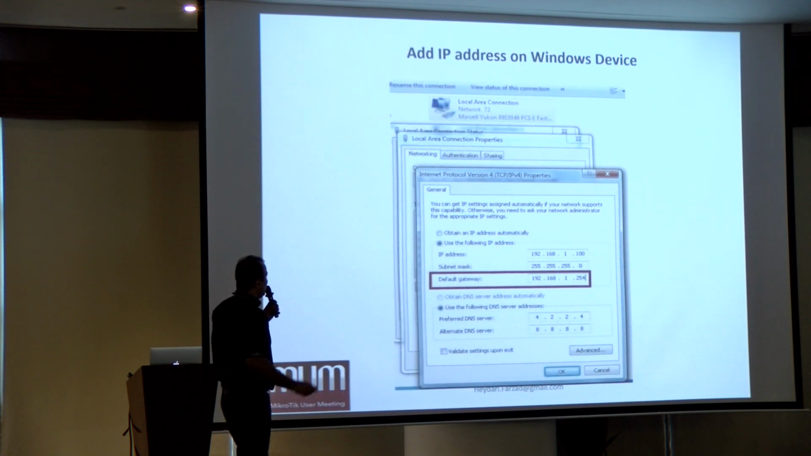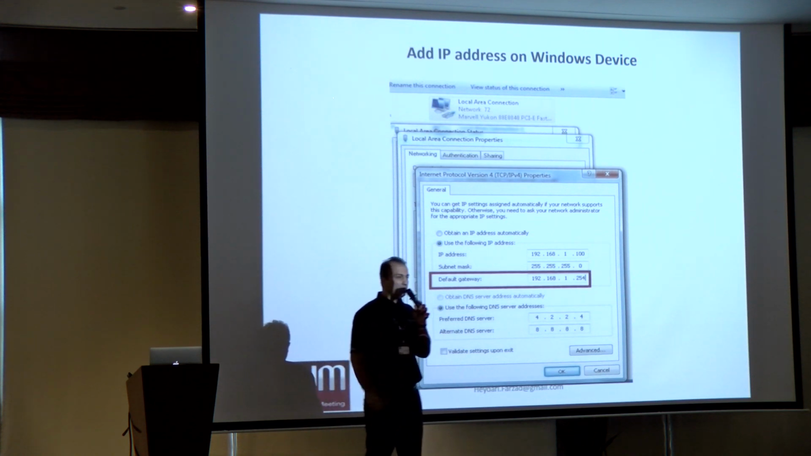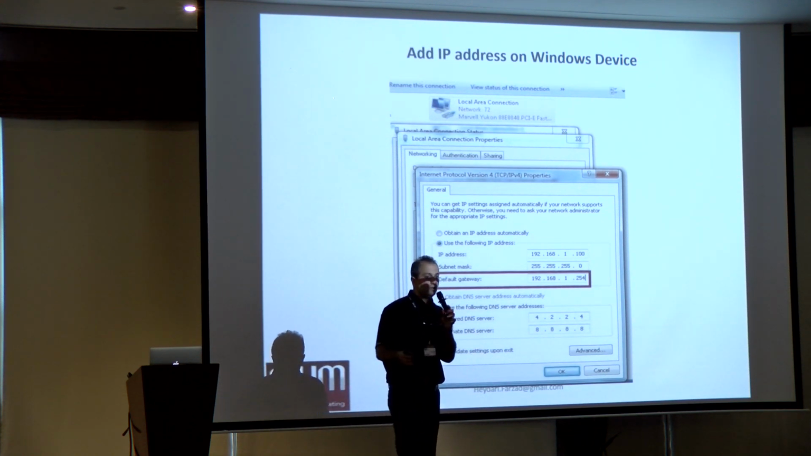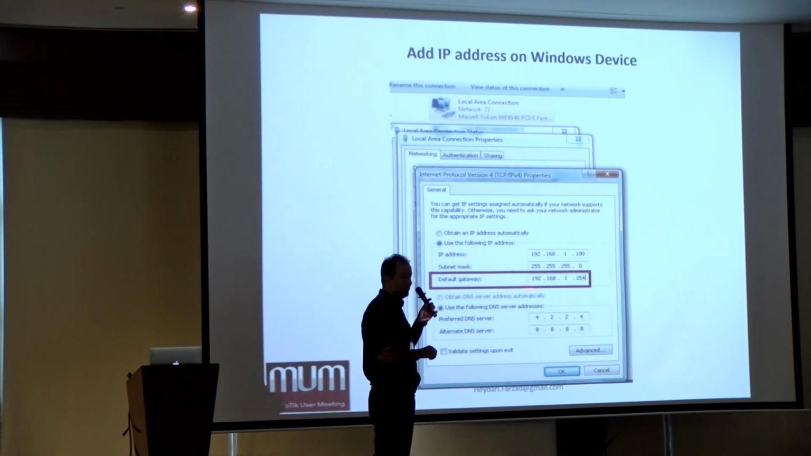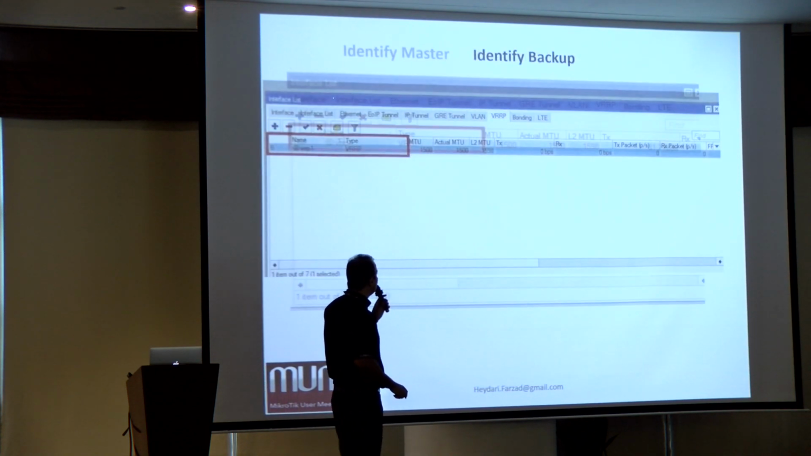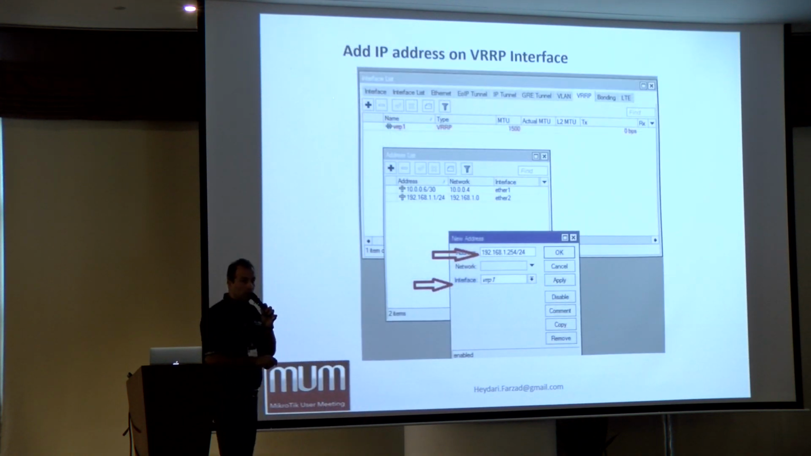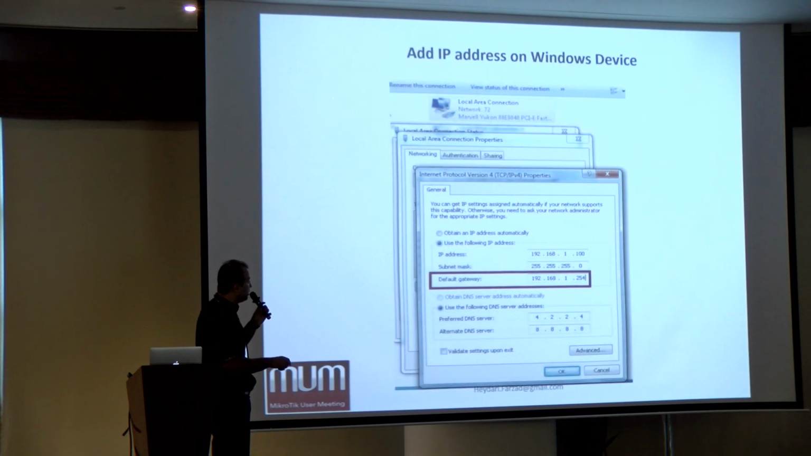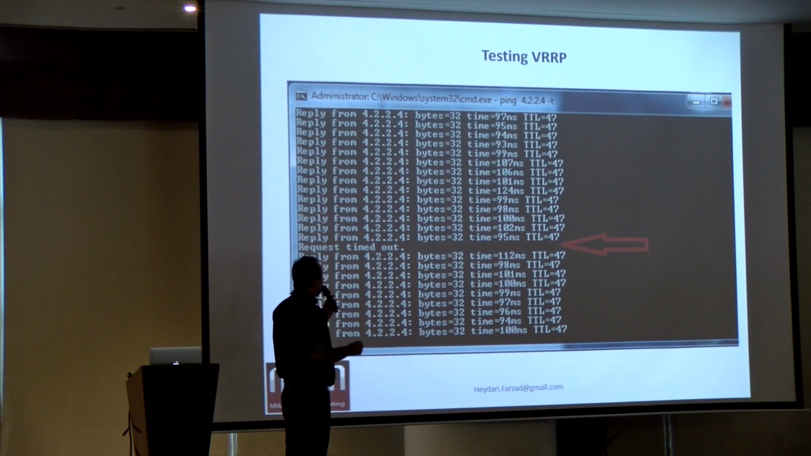As you may know, if you want to put a default gateway here, in this scenario I use Microsoft Windows, for example. I put the group IP as my default gateway. The IP address that I put on the interface for the group is my default gateway. Okay, let's get started.